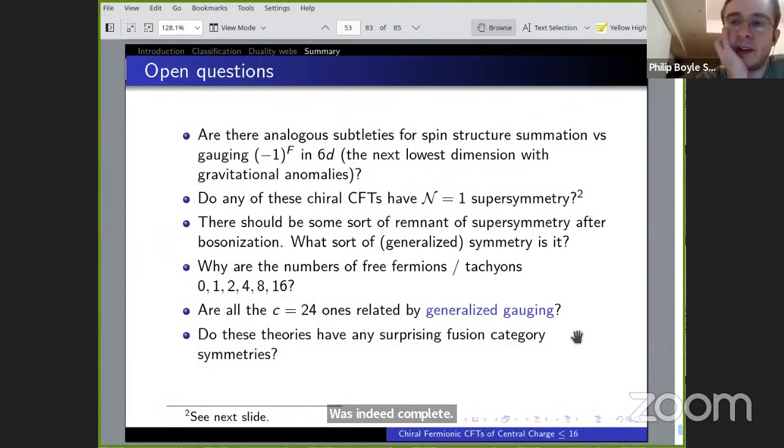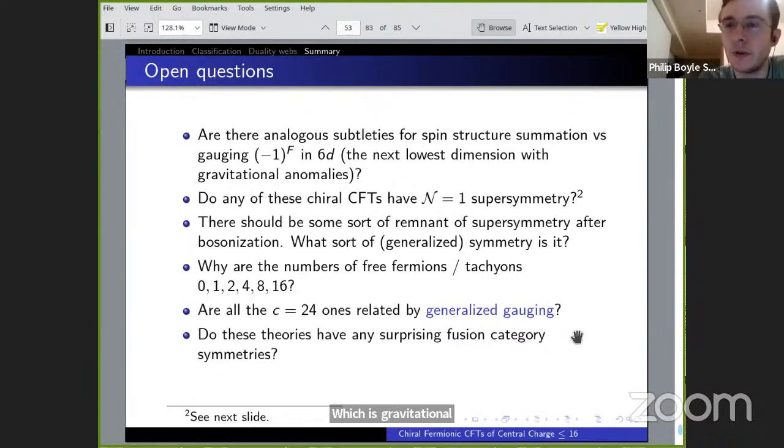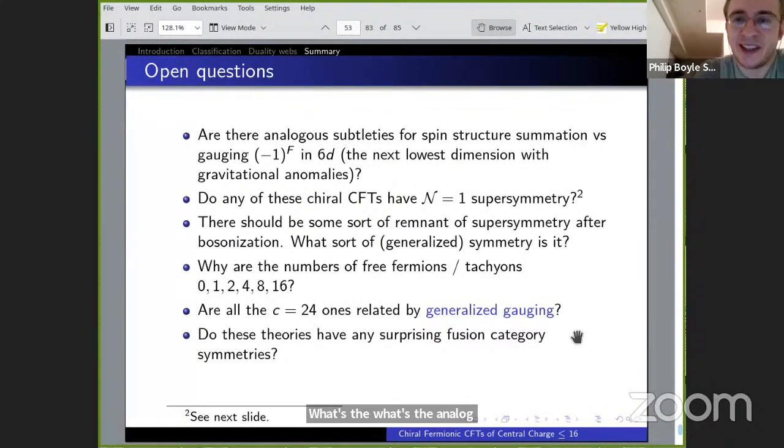So here are some open questions that I'll finish with. So I've already spoiled the first one, which is gravitational anomalies exist in 2, 6, 10, etc. dimensions, 2 mod 4. So the next dimension with gravitational anomalies is 6D. Now, you can therefore ask, is there an analogous story for spin structure summation versus gauging fermion parity in 6D? What's the analogous story there? I don't have much to say about it. It's a tricky question. I know nothing there. But it's the next logical thing to consider.